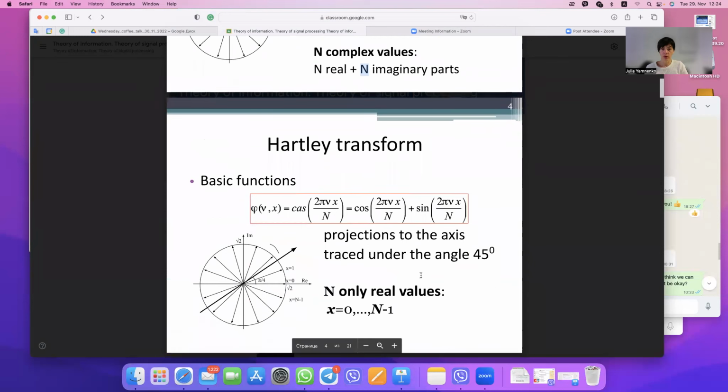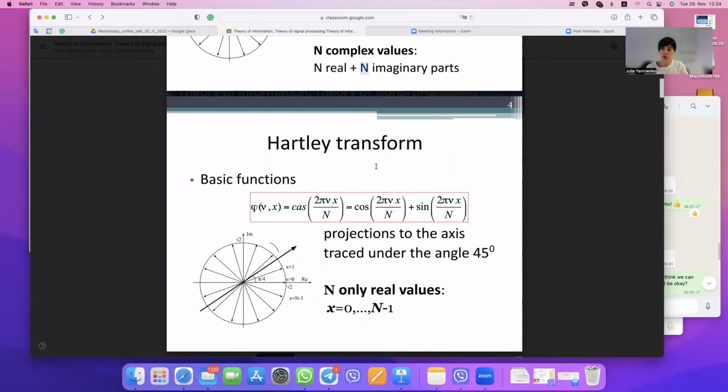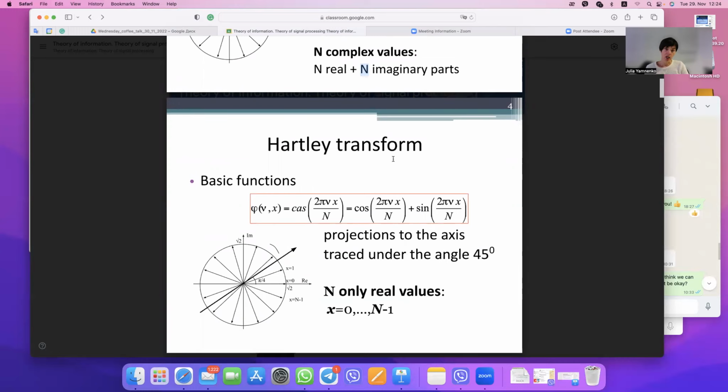Okay, let's go further. Then there is another transform that is called the Hartley transform. The difference between the Hartley and Fourier transforms is that the Hartley transform has basic functions that are not complex, that are only real numbers. And how did they achieve this? If we compare with the Fourier transform, we see that in the Hartley method, the basic function contains cosine plus sine with the same arguments here in brackets.